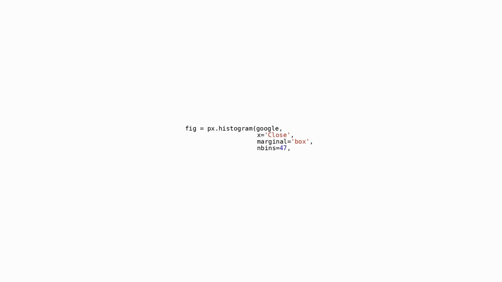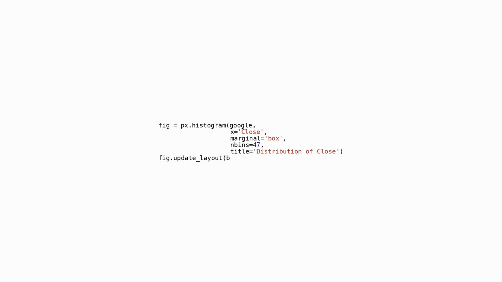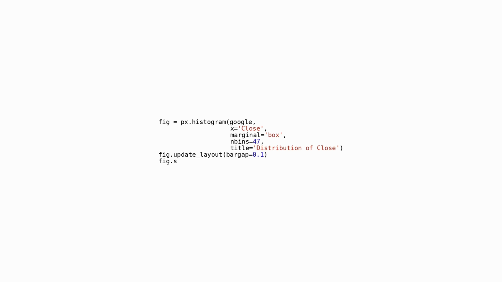Furthermore, fig.update_layout with bargap 0.1 minimizes the spacing between bars in the histogram. Conclusively, executing fig.show showcases the histogram with the specified attributes. This code snippet effectively visualizes the distribution of close prices in the Google data frame, simplifying the comprehension of data trends and variations. In this Python script, a histogram plot is crafted using the Plotly library to visualize data effectively.